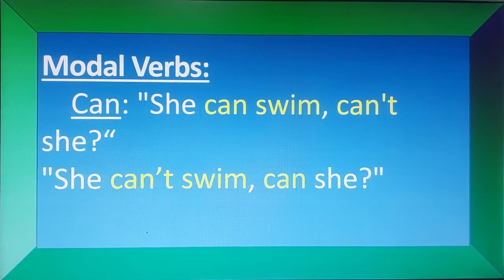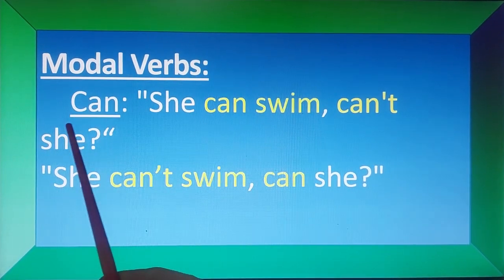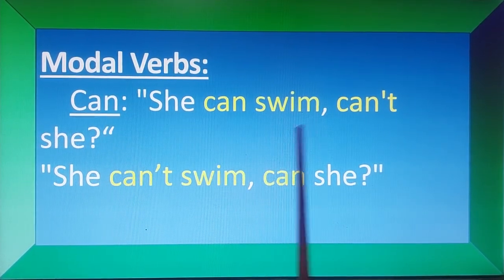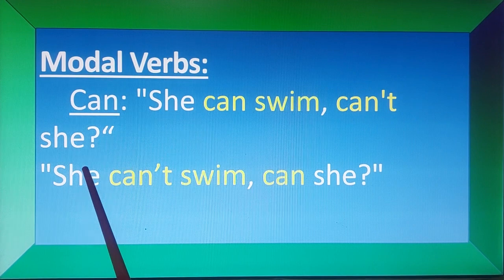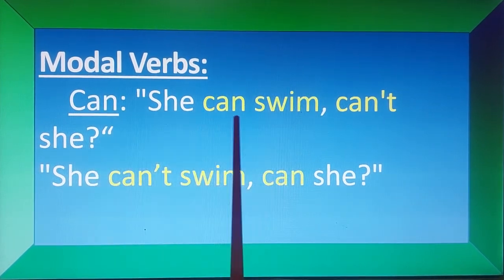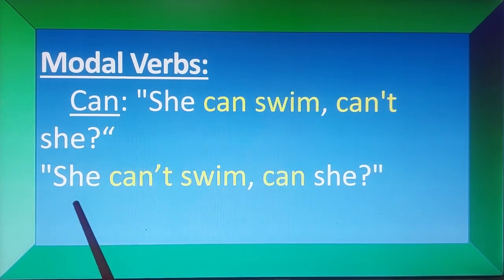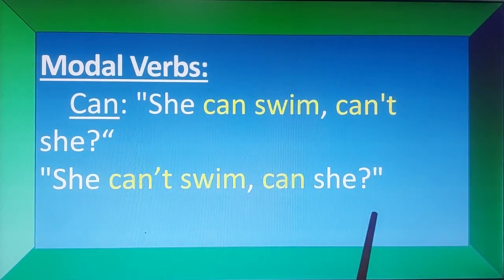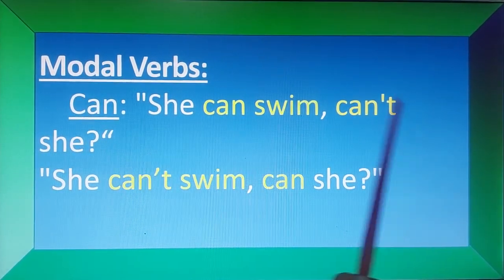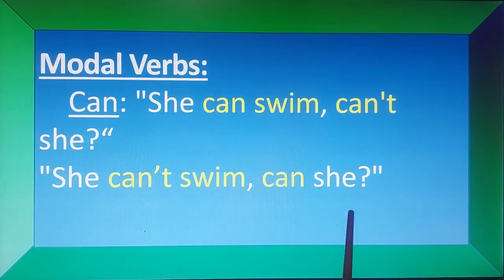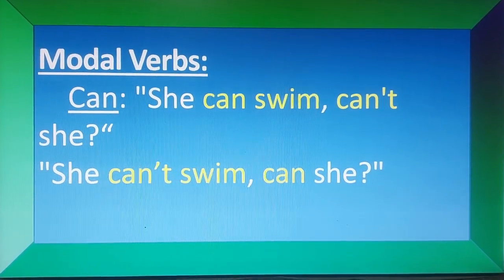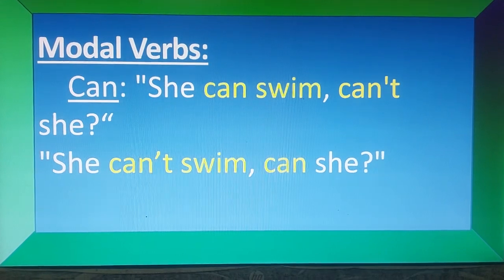Now modal verbs. Have can. She can swim, can't she? Can expresses ability, so she can swim, can't she? She can't swim, can she? Positive, negative, negative, positive. Okay?